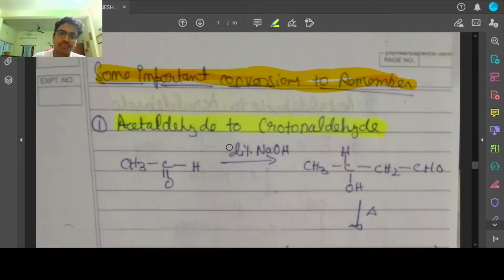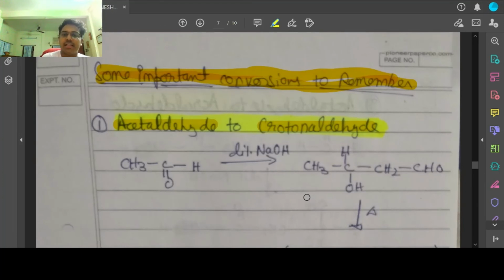Okay, so first conversion. If you are asked to convert acetaldehyde to protonaldehyde, now you'll be thinking that protonaldehyde is a very tough thing. But don't worry, it will all be possible, we are here, everything will be done.